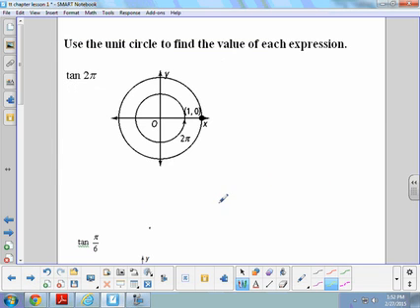So let's go ahead and do a couple of them. On this first one, we have our unit circle here. Imagine that as a better drawn circle. What we've done is we've gone around 2 pi, and we've ended up right there. And our ordered pair is 1, 0. So the tangent of 2 pi is going to be your y-coordinate, which is 0, over your x-coordinate, which is 1, which will give you 0. So the tangent of 2 pi is 0.